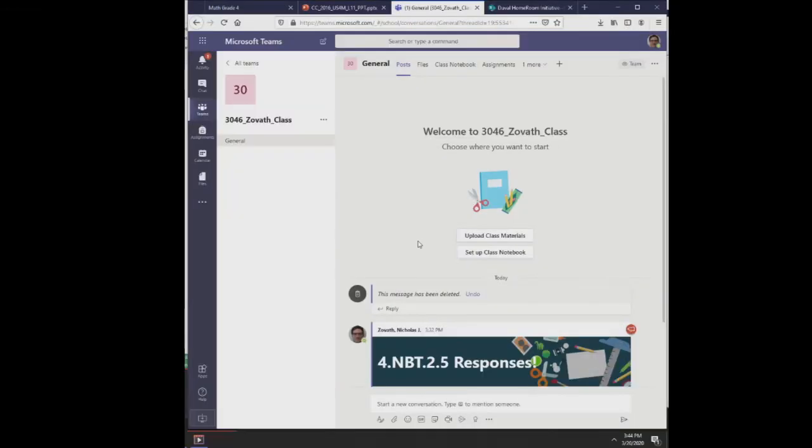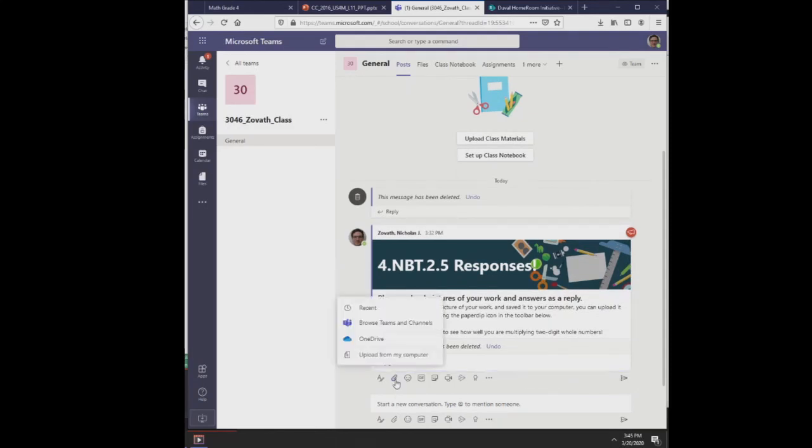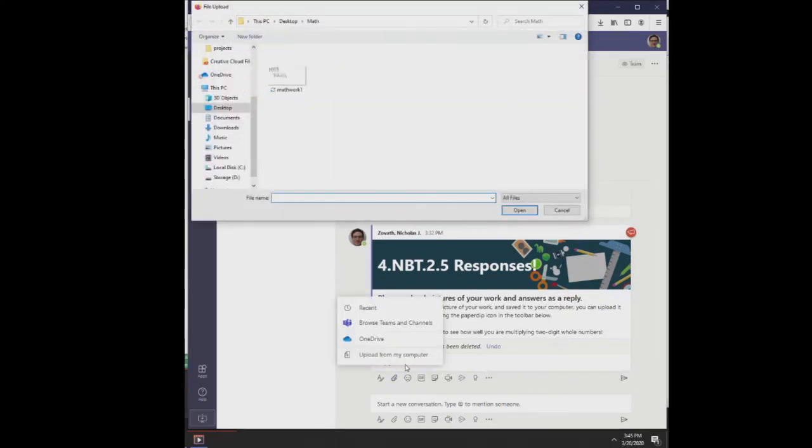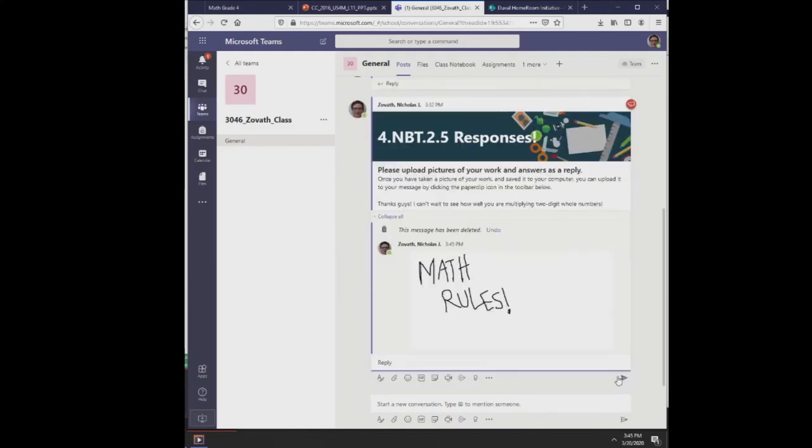Again, once you've finished your work, I want you to save a picture of it on your computer and then come to our Teams page, find the discussion titled NBT25 responses. From here, you'll click reply, click this little paperclip icon, and then upload from my computer. You'll be able to find where you've saved your work, click the picture that you took, and hit open. That will upload it to your reply, and then once it's complete, you'll click this little paper airplane icon here, and that'll send it to our discussion.